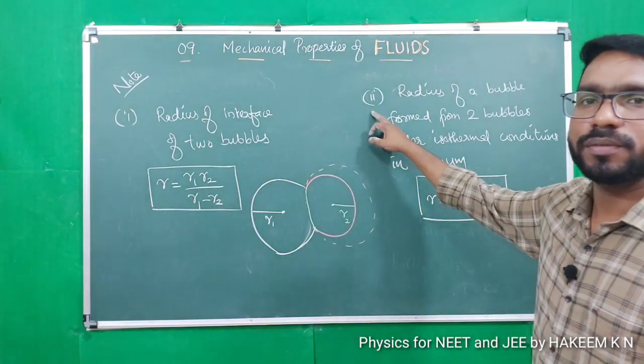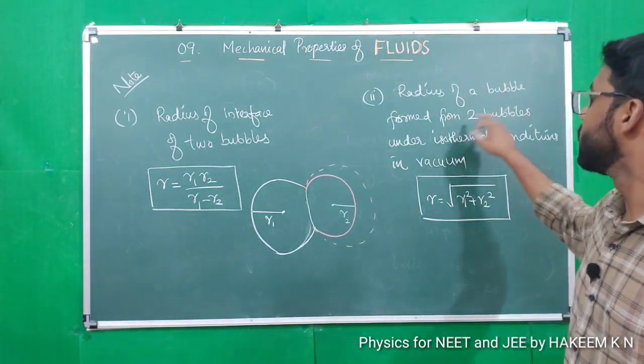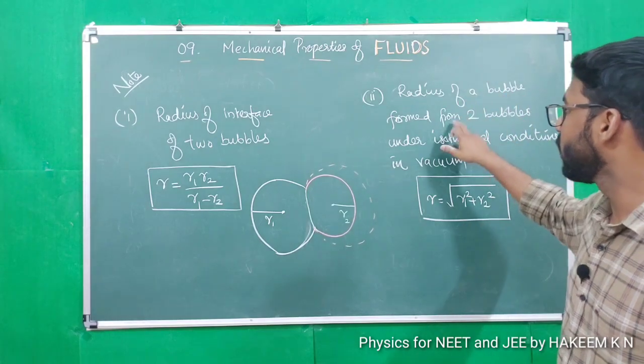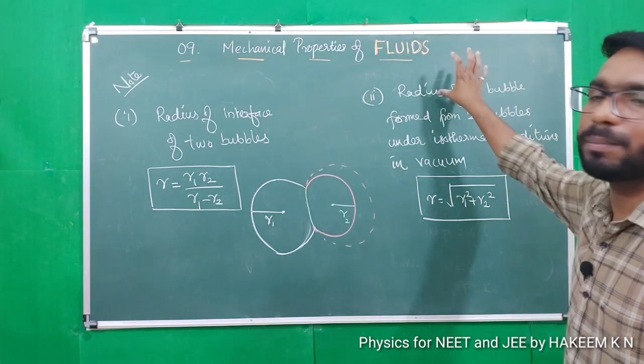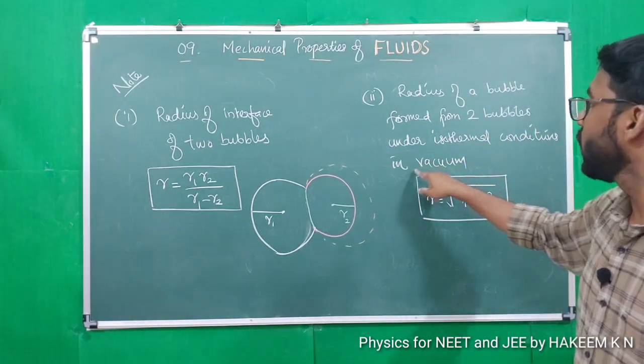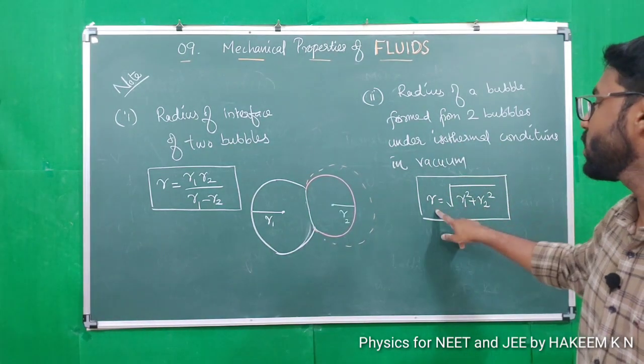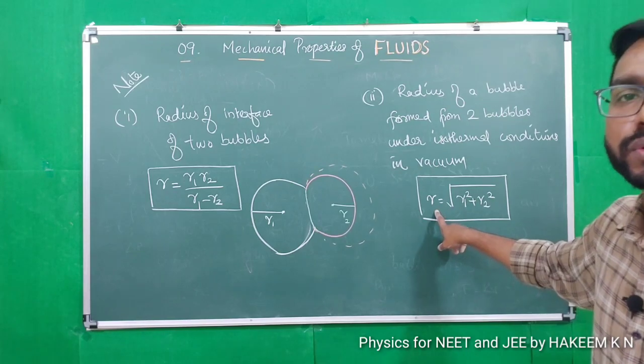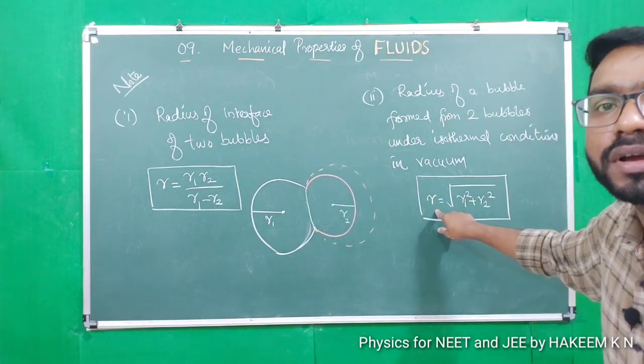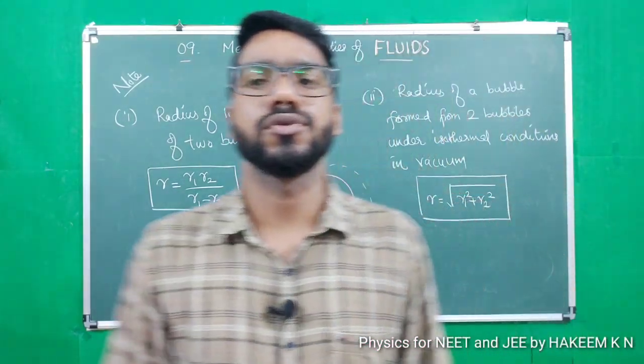And second point, when two bubbles combine to form a bigger bubble in vacuum under isothermal conditions, then the radius of that bigger bubble is found using the equation R equal to root of R1 square plus R2 square.